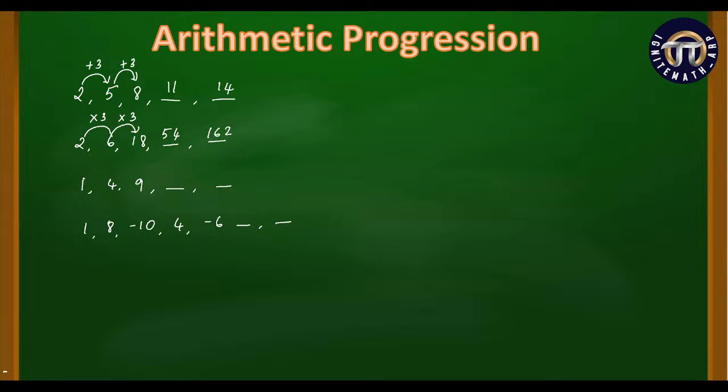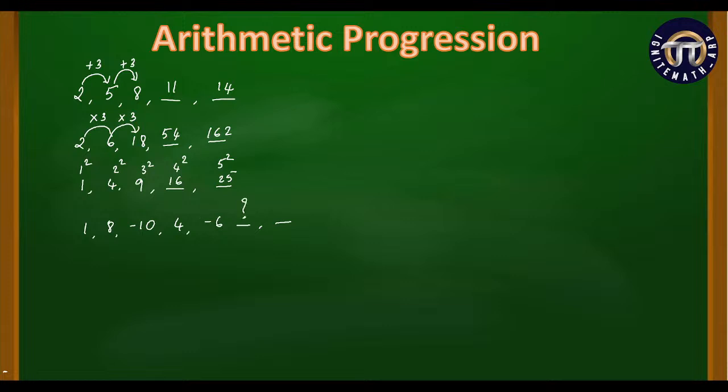Here I have written 1, 4, 9. It means 1 square, 2 square, 3 square. The next number here will be 4 square, that is 16, and the next number will be 5 square, that is 25.